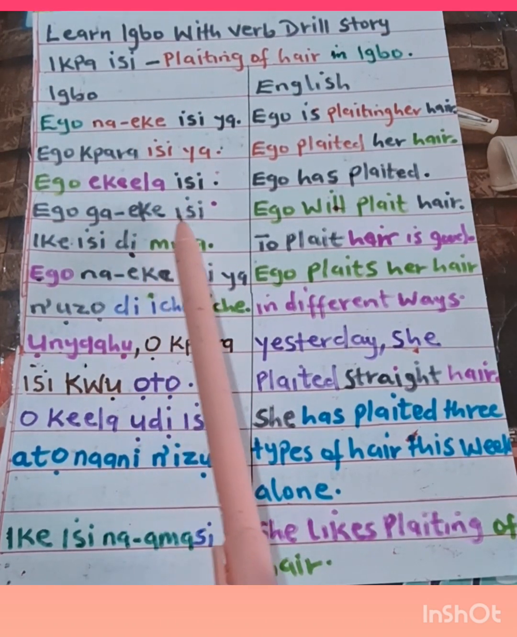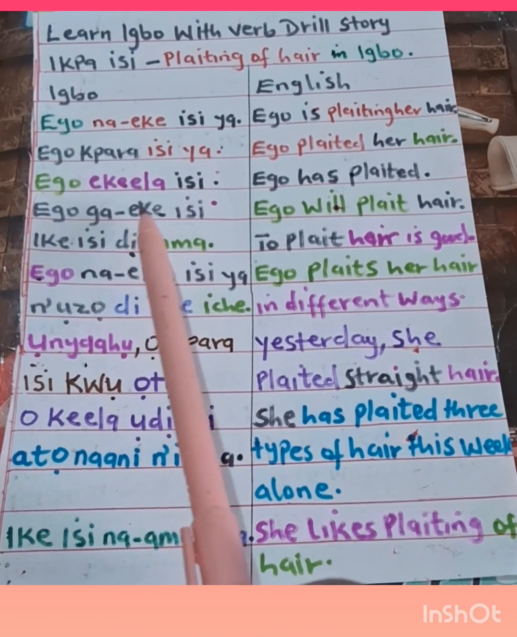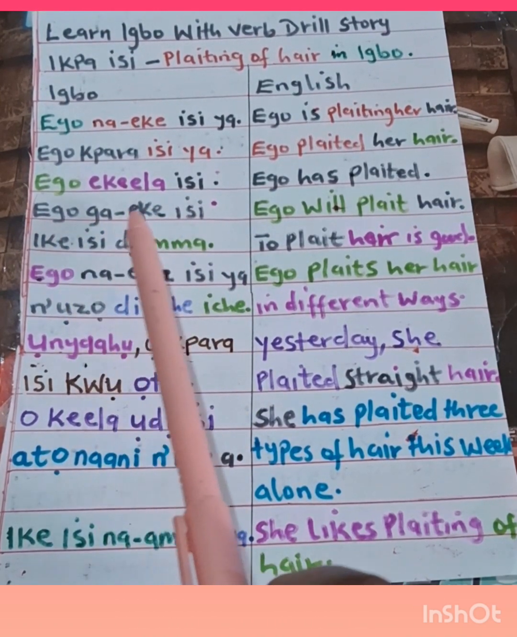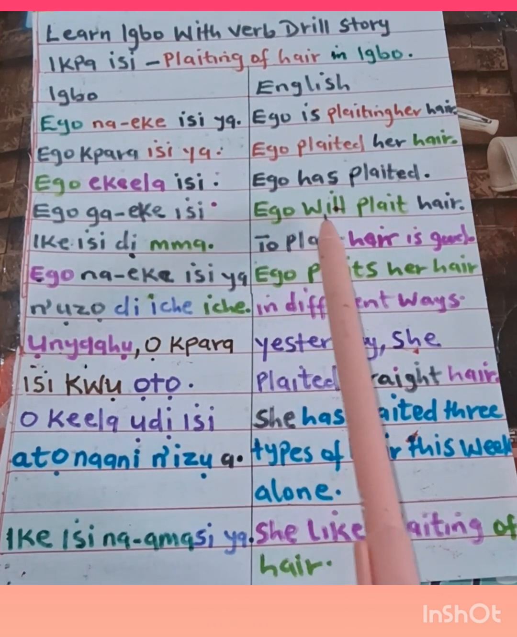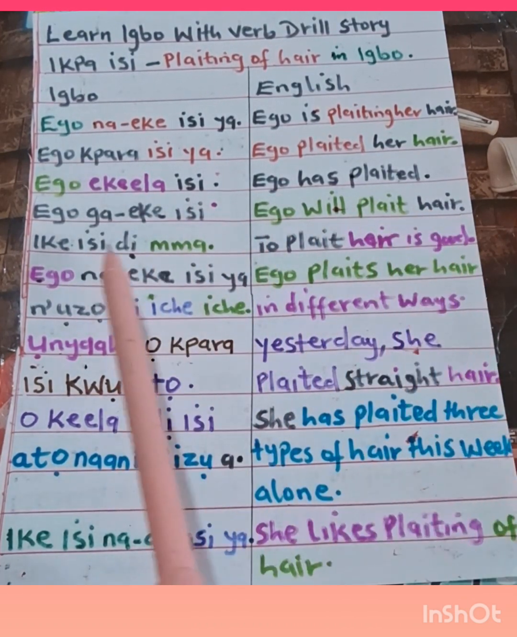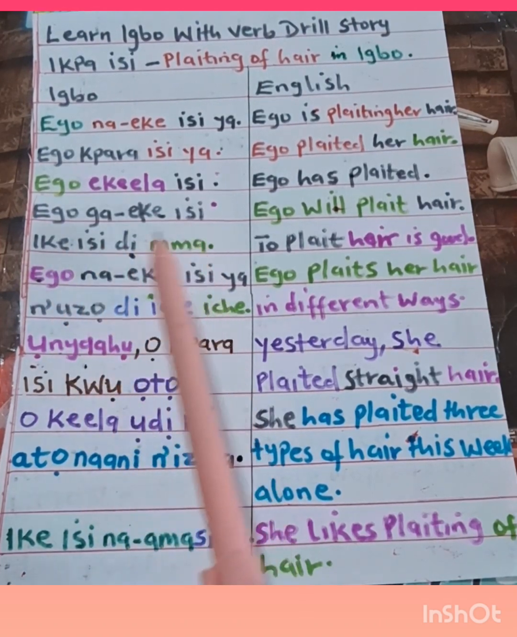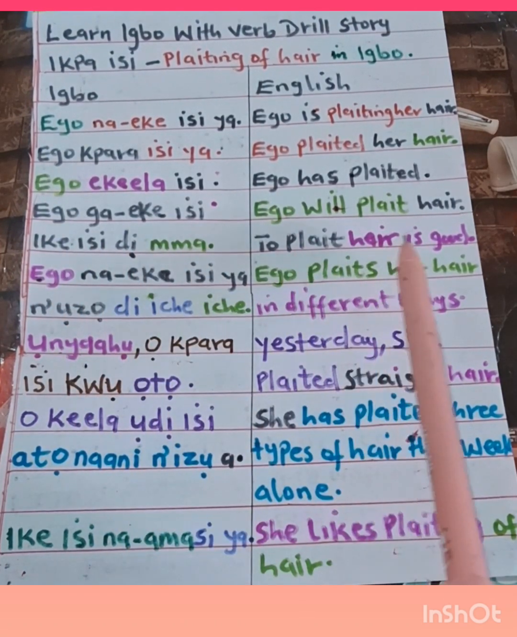Ego ga eke isi. This is future tense. Ga eke. Ego ga eke isi. Ego will plait hair. Ike isi di mma. To plait hair is good.